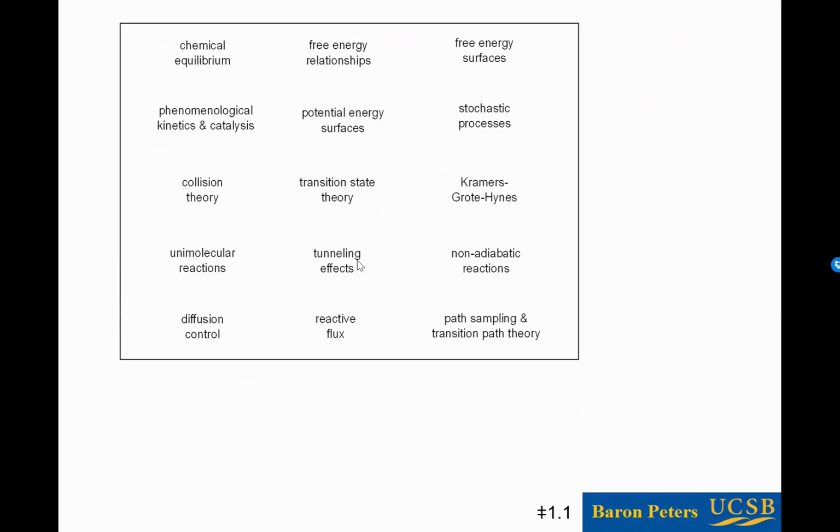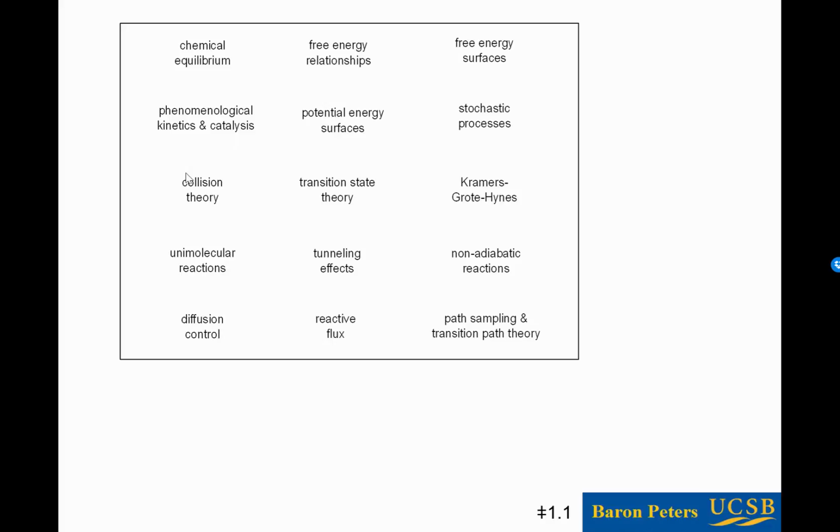So let me go ahead and really emphasize some of the topics that we'll cover in the lectures that I'm going to be uploading this quarter. These include things like chemical equilibrium, free energy surfaces, also stochastic processes, Kramers and Grote-Hynes theory, methods like transition path sampling and non-adiabatic chemical reactions, techniques for computing transition state theory rate constants and for correcting them with reactive flux and tunneling corrections. We'll talk about diffusion controlled rates. We'll talk about unimolecular reactions, and we'll talk about the important phenomenological models of kinetics and catalysis, and we'll also talk about things like collision theory.